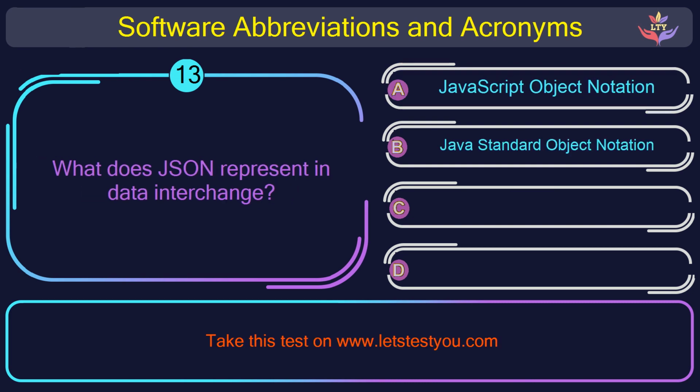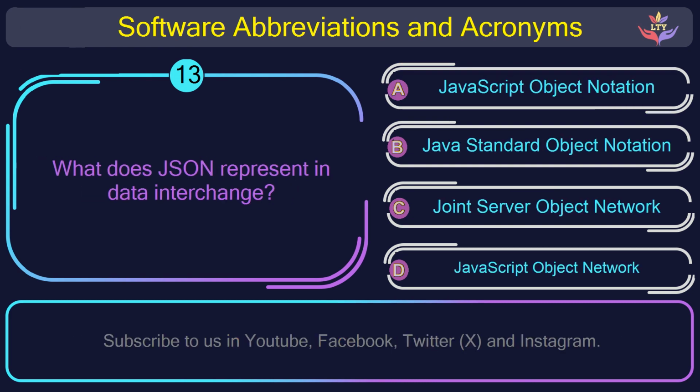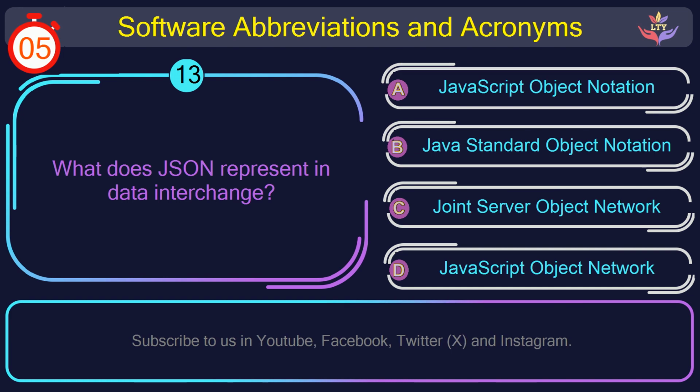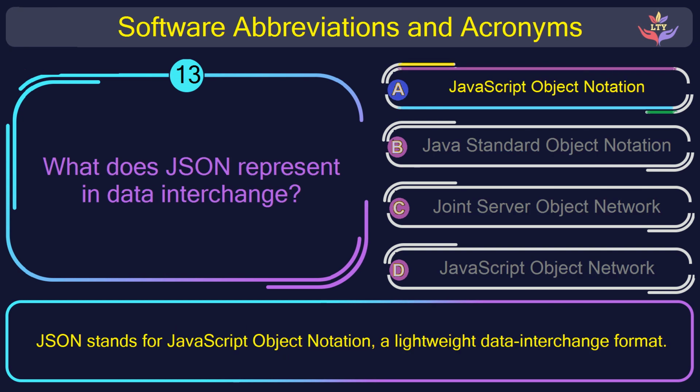Question number 13. What does JSON represent in data interchange? The correct answer is option A. JavaScript Object Notation. JSON stands for JavaScript Object Notation, a lightweight data interchange format.